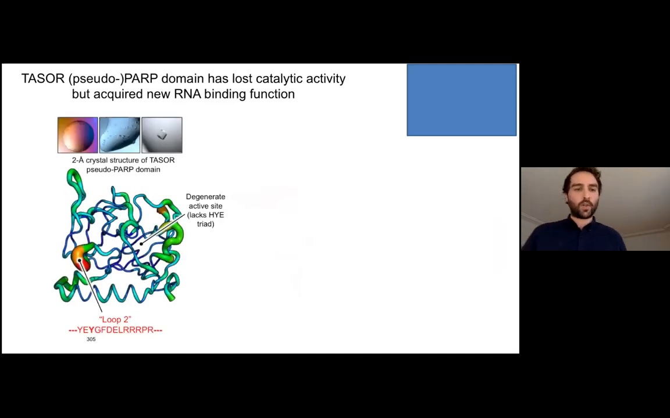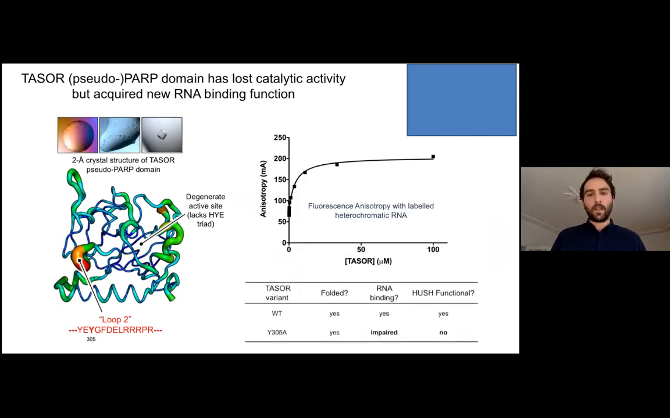So this is the structure again, shown in a slightly different way. And we observed that although it's lost its active site, it's acquired these new loops, not the flexible loop that we mentioned before, but a different loop. And this loop seems to be important in interacting with RNA. So we were able to measure this and also find a mutation which did not disturb the fold of the protein, but impaired this RNA binding and crucially destroyed HUSH function in silencing.